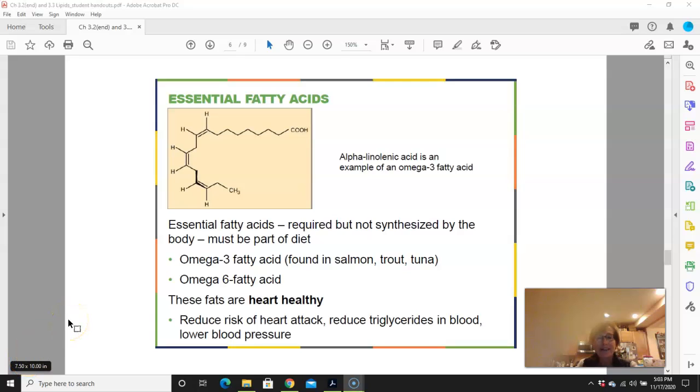Hi there, back again. Here we're going to finish up a little bit on the lipid category, and I'll give you a little bit of something to do with that, and then we're going to go on into proteins.